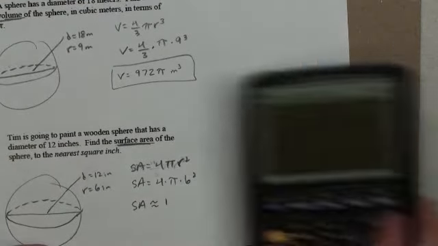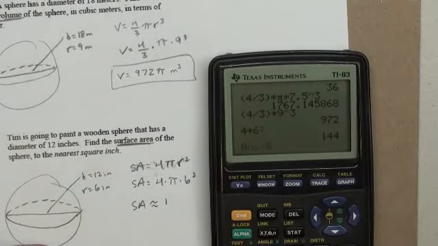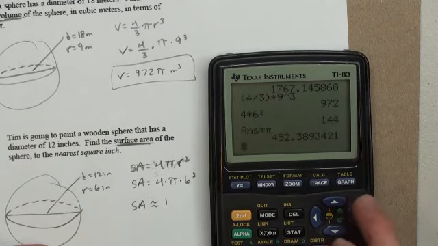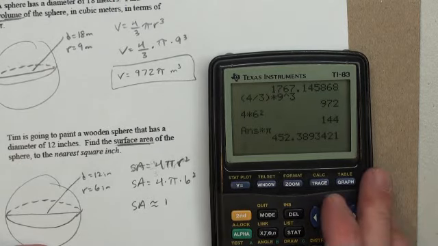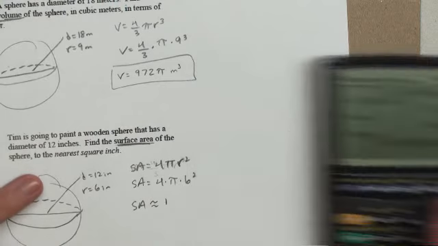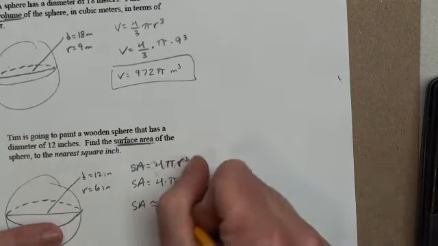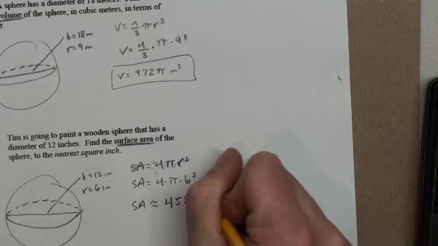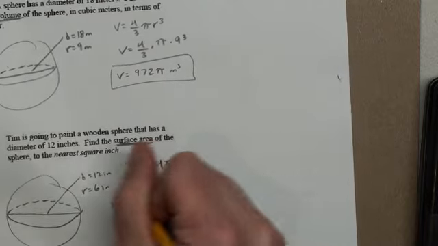Whoops. I got to multiply that by pi because they want it as a decimal. 452.2 to the nearest square inch, so 452. Last one.